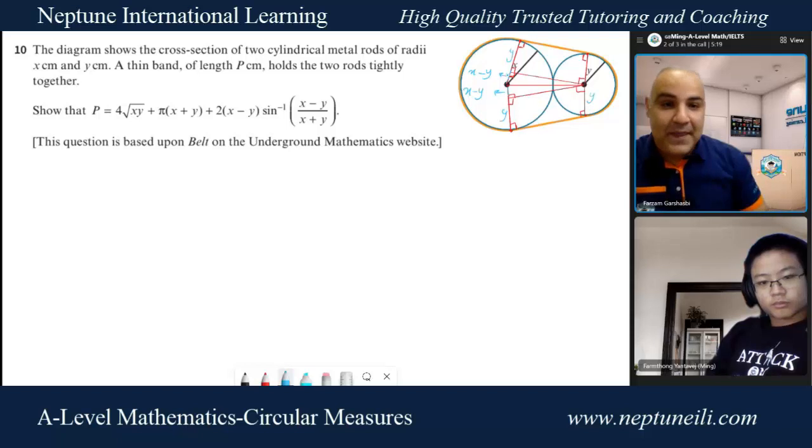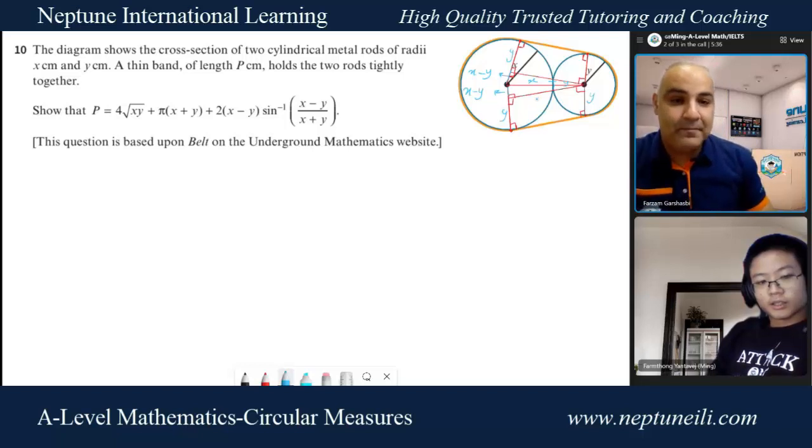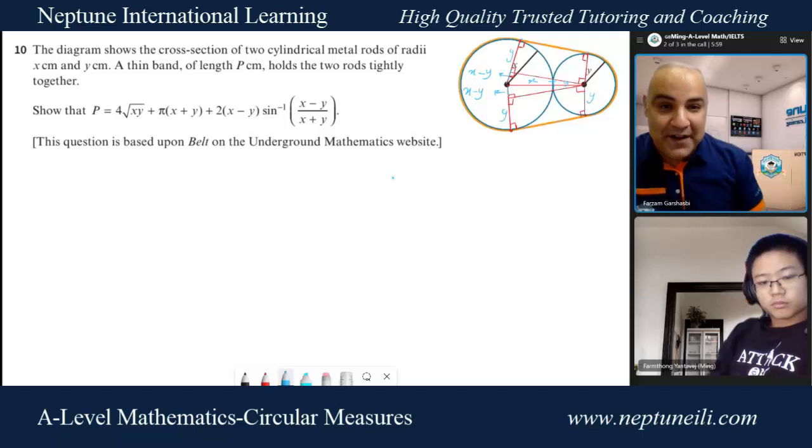We get that one. Now look at the hypotenuse. The hypotenuse from here to here is x, and from here to here is y. So the hypotenuse is x plus y. So if this is a rectangle and this is a right triangle, and we use the Pythagorean theorem, we can find the missing side, and that missing side is the length of the tangent. Make sense?